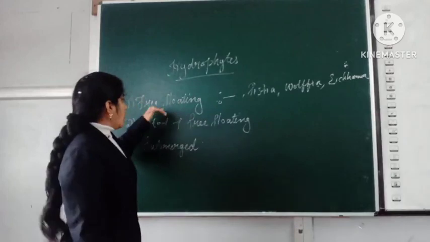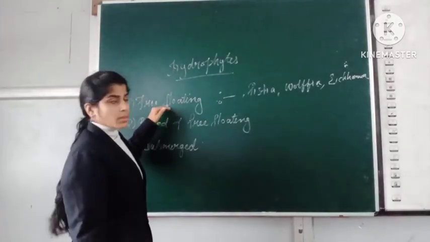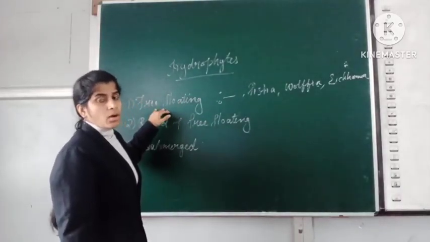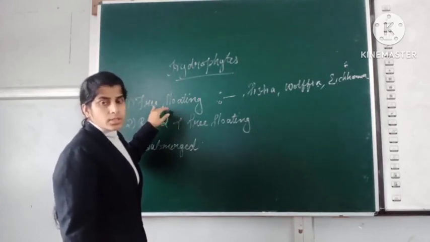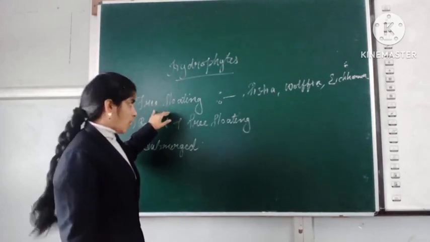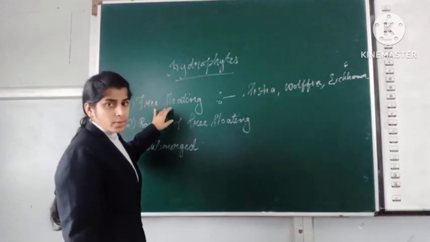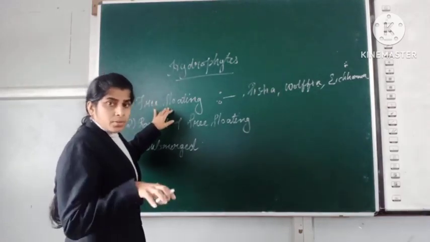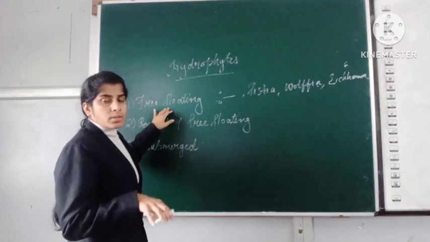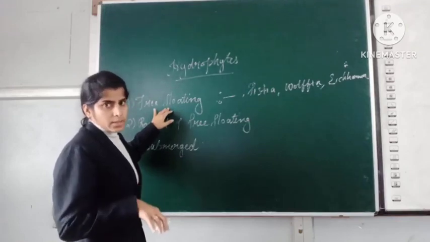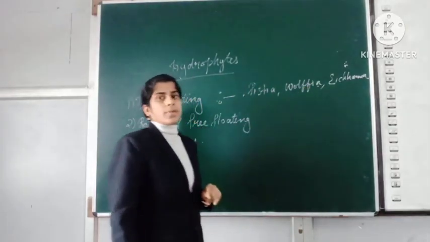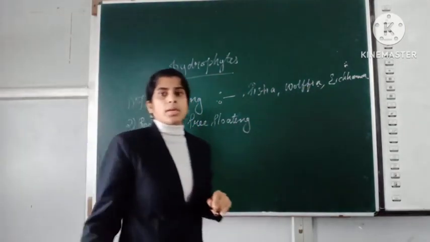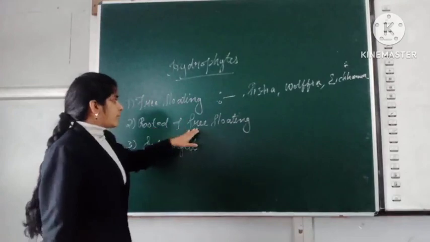Once again, free floating means the plants that freely float on the surface of water. Their roots are not fixed on the soil substratum. The examples are Pistia, Bulbia and Acornia.